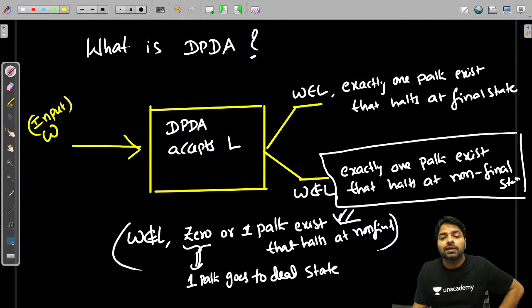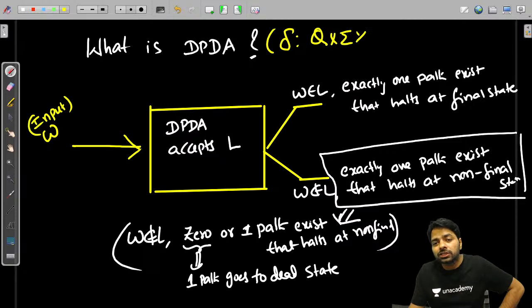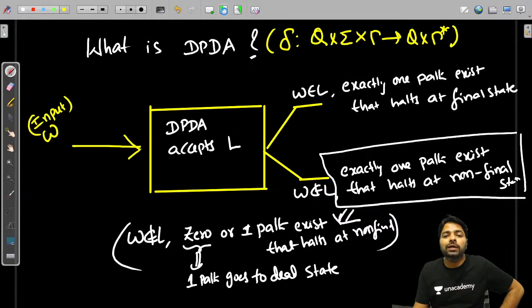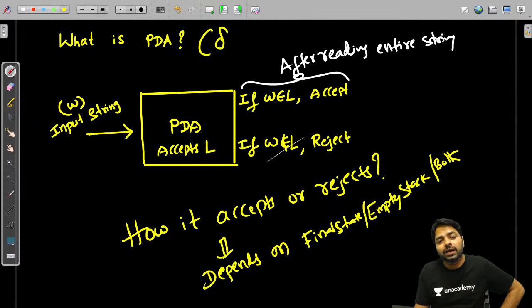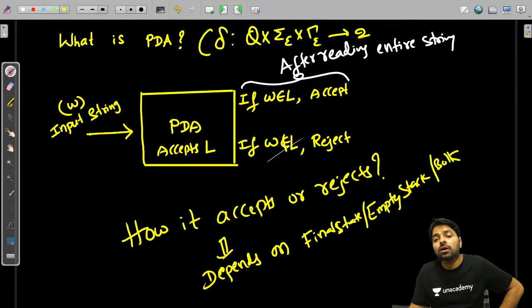And DPDA always focuses on the definition: how did you get this definition? Because you need to follow this definition. And how did you get the previous PDA definition? Because PDA is going to be Q cross sigma epsilon. Many other definitions are also there, guys. I'm not talking about other definitions.